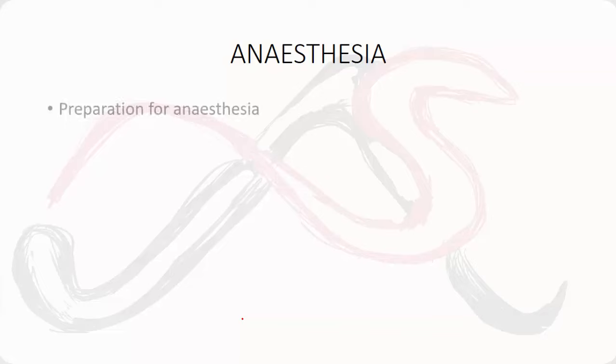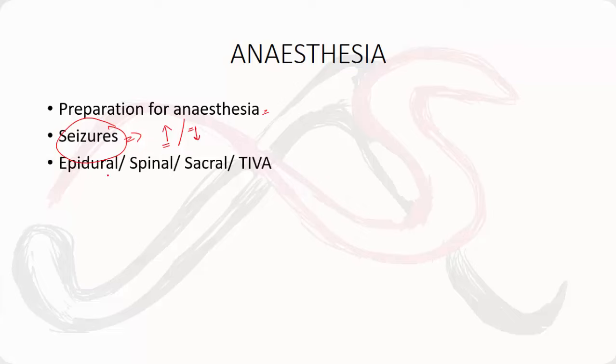Next in line is anesthesia. The basic preparation that is required for anesthesia, the medications that are supposed to be given a day prior to anesthesia, the medicines that are to be withheld, the drugs. Next is how seizures affect anesthesia, the particular anesthetic drugs that can provoke seizures, the particular anesthetic drugs that should be given when a patient is prone to seizures. So basically drugs increasing the risk of seizures and drugs reducing the risk of seizures.